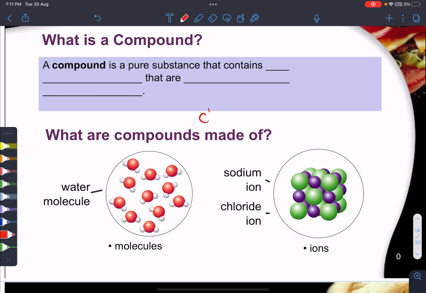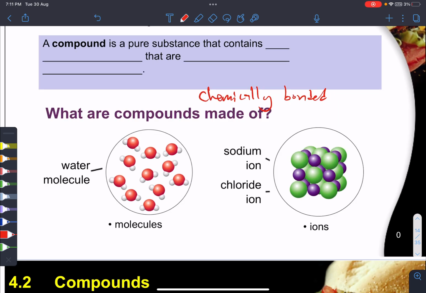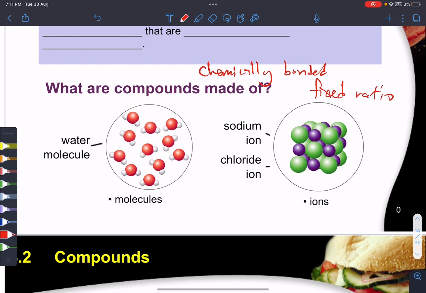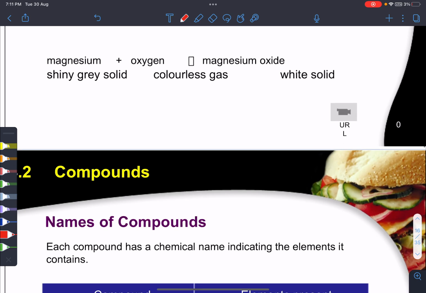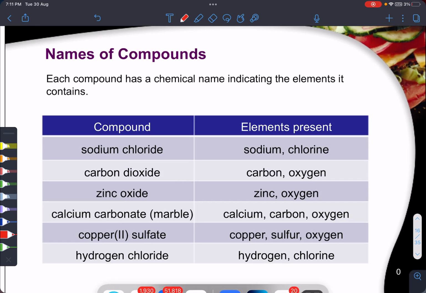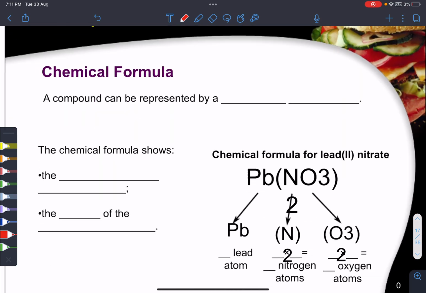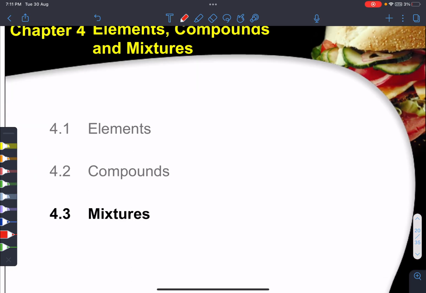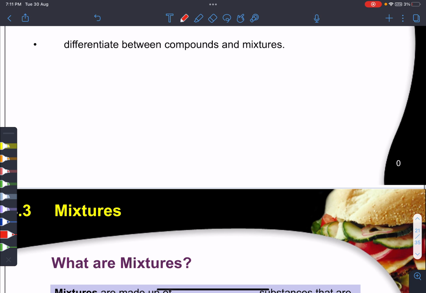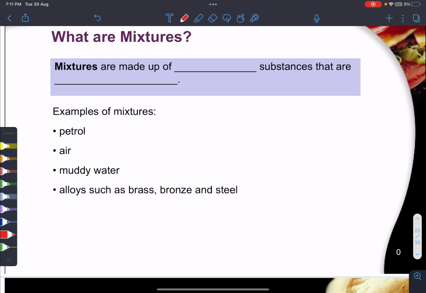Compounds are chemically bonded. They have a fixed ratio. So these are some examples. Formula wise not an issue, we already did it in the topic of formula. Mixtures are just physically mixed. There is no chemical reaction, just physically mixed, with no fixed ratio.